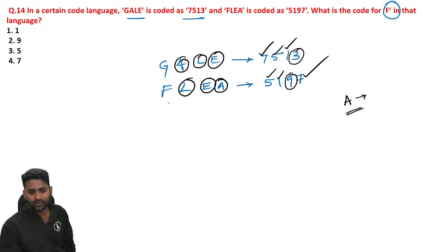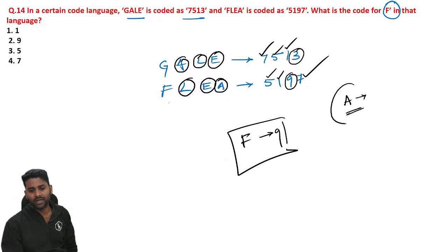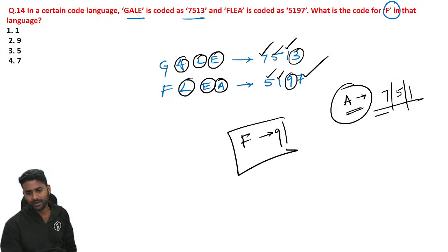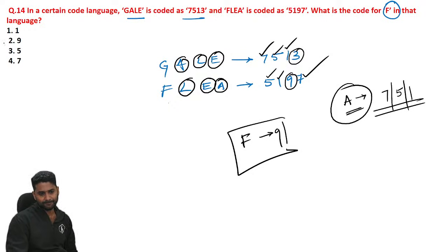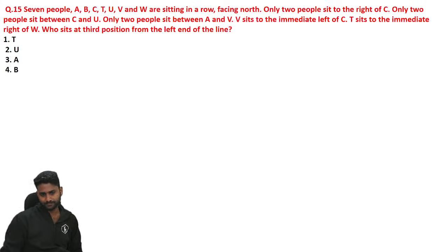Now what is the code for F? You can confirm it as 9. But what is the code for A? It can be a 7, it can be a 5, or it can be a 1. At that time, we are not sure. But in this question, we can conclude that the code of G is 3 and F is 9. Next, try to solve this question.